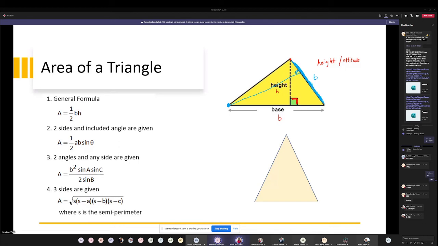But when you solve for the area, make sure that you have the correct side and the correct height. Do not mix this side B and this height H. You cannot do that because there are many heights. There are three heights or altitudes in a triangle, and you can have three different bases.